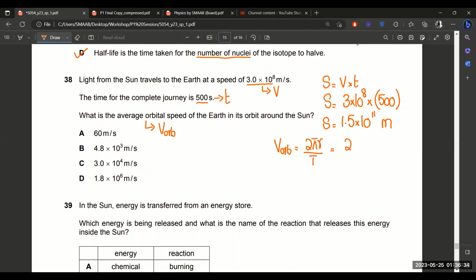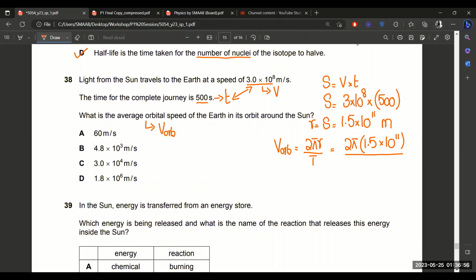So 2 pi is constant and the value of r is equal to the value of s. So that will be equal to 1.5 exponent 11 divided by the total time, right? Basically, these two values are just to calculate the distance, right? And what is the average orbital speed?